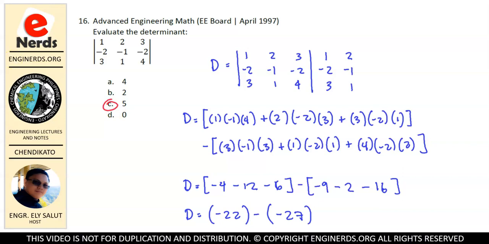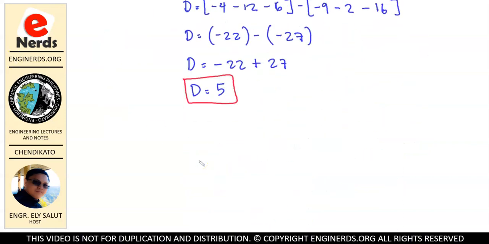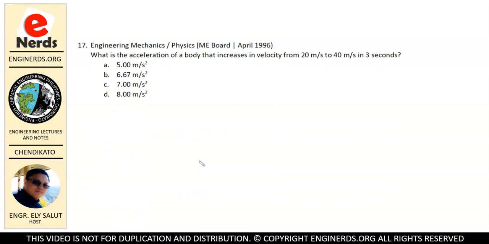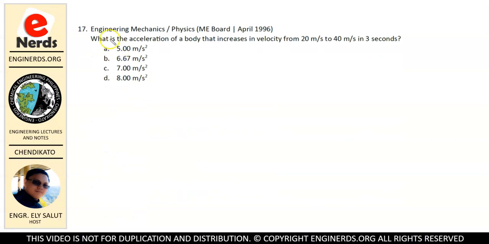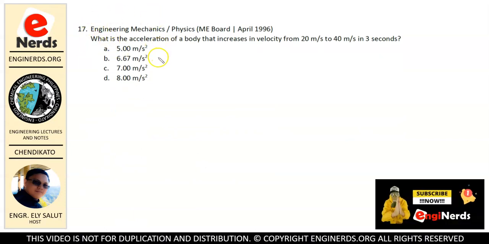Okay? So let's go ahead to problem number 17, which is a physics problem or engineering mechanics problem na lumabas sa ME board noong April 1996. So, what is the acceleration of a body that increases in velocity from 20 meter per second to 40 meter per second in 3 seconds? Okay? So, ano ba yung mga given natin dito? Pinahanap sa atin is yung acceleration.